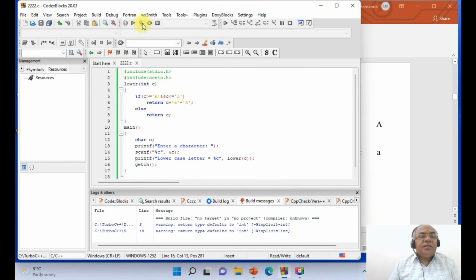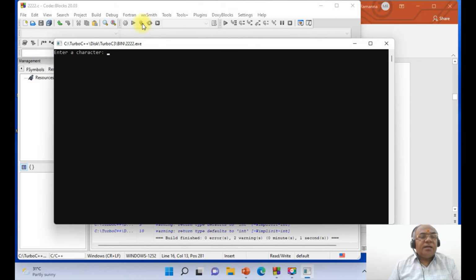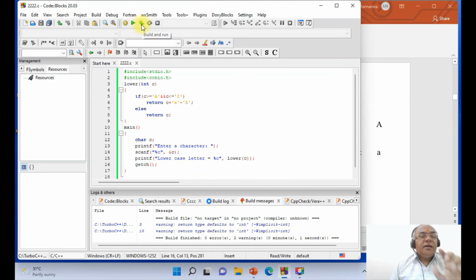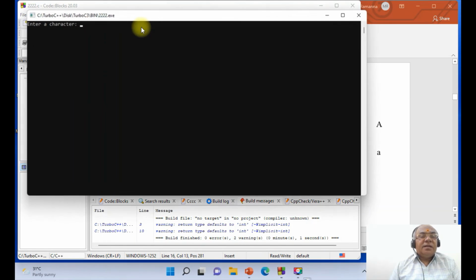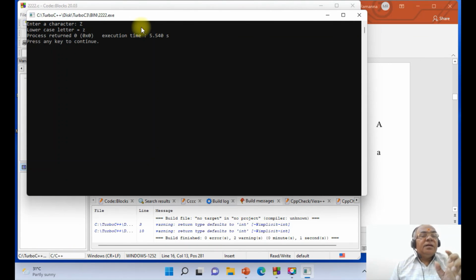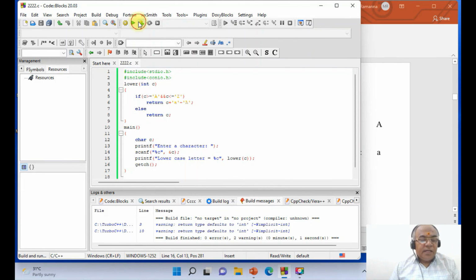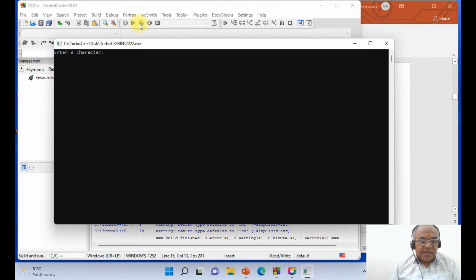Now we are going to just compile it. So lowercase letter, I will enter a character. I want to convert the uppercase letter into lowercase letter. I will say A. So the lowercase letter will be small a. Similarly, I will enter the uppercase letter capital Z, and the lowercase letter will be small z. Suppose by mistake I enter a small letter character, say small d. Since you have already entered the small letter d, it should return the same value, small d. That is why it is returning the same value.